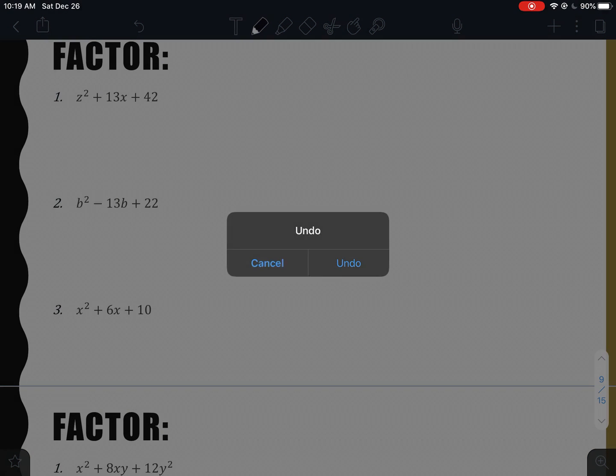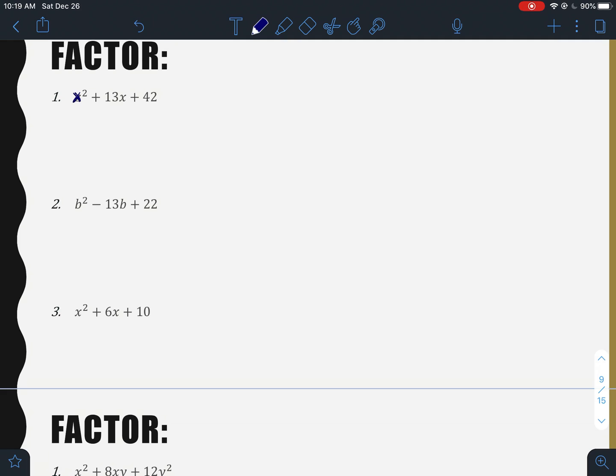All right. Let's look at these ones. That should be an x. So x squared plus 13x plus 42. So what multiplies to 42 and adds to 13? So what times what is 42, but when you add it together, you get 13? Well, that would be 6 times 7. So this will be x plus 6 times x plus 7. If you multiplied that back out, you would get x squared plus 13x plus 42.